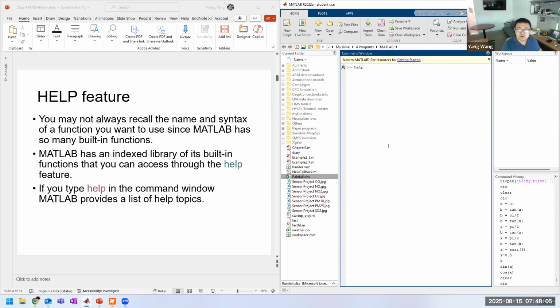So then what you can do is you can just do help fix, right? So when you type this in, you can see that the function name actually changed to purple, right?